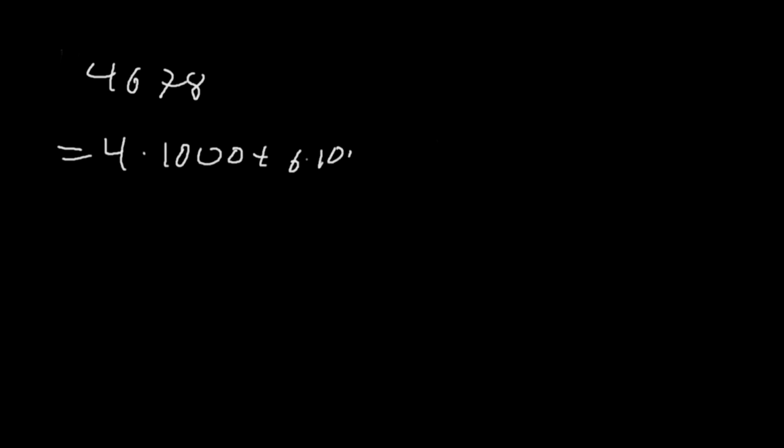First of all, you need to know that any integer, for example, let's say 4,678, can be written as 4 times 1,000 plus 6 times 100 plus 7 times 10 plus 8 times 1. And you might be wondering, well, why is this useful? Let me show you. Every multiple of 10 can be written as follows.